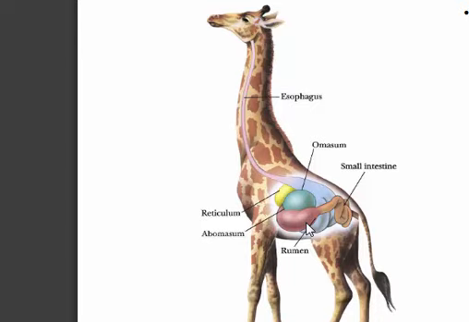Termites also have bacteria in their digestive tract that secrete cellulase, so that's why termites are able to digest wood fibers, which are made up of cellulose.